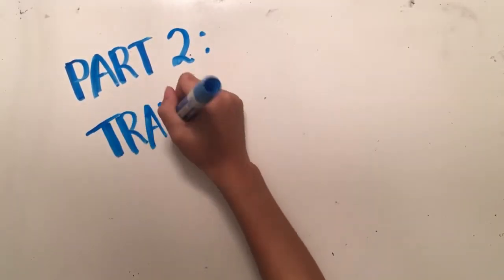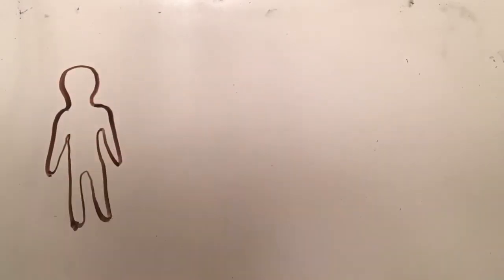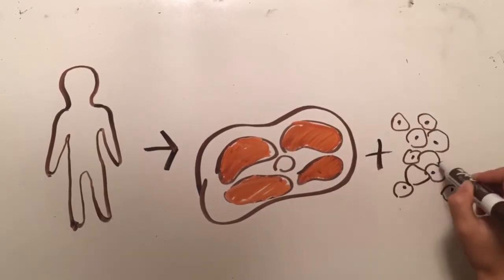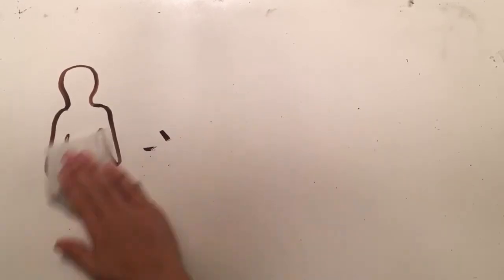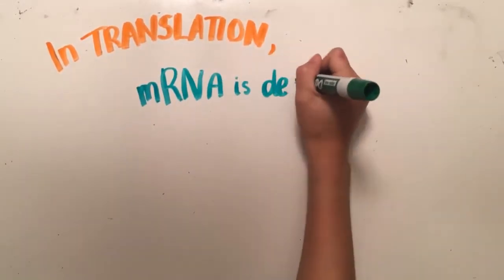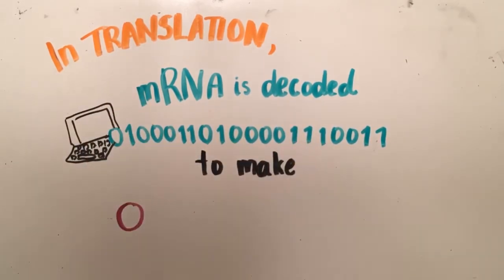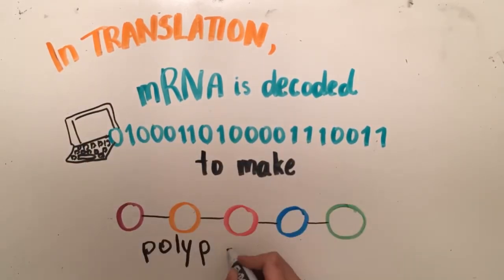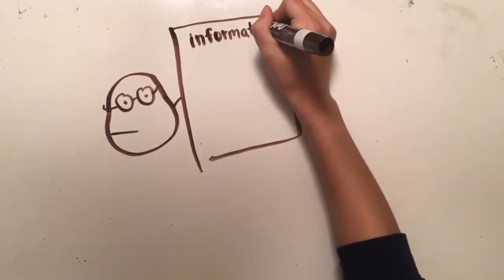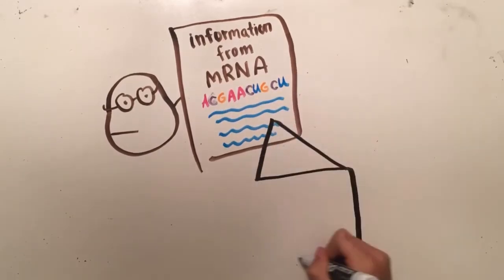On to part 2, which is translation. Translation is important to the human body for making proteins, but also in order to make sure cells stay alive. In translation, the newly created mRNA is decoded in order for it to make polypeptides. A cell reads the information from the mRNA, which includes the instructions on how proteins are made.